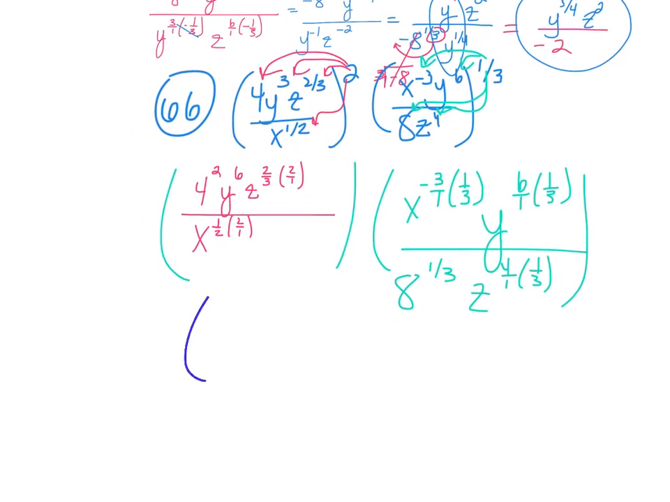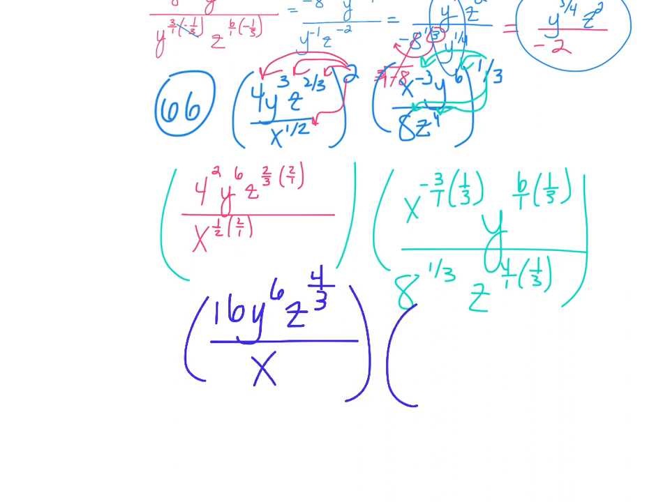In this first parenthesis, what's 4 squared? 16. I have y to the 6th. And then what happens with 2/3 times 2 over 1? It would be 4 over 3, perfect. And then on the bottom, if I have 1/2 times 2 over 1, I'm just left with what? Yeah, just 1x, good. Now on the other side, if I have negative 3 over 1 times 1 over 3, what is that? Negative 3 over 1. The 3 over 3, which is? 1. Yep, so negative 1.